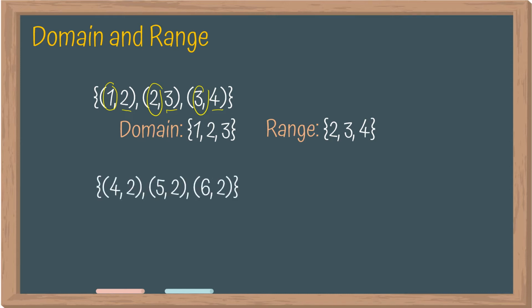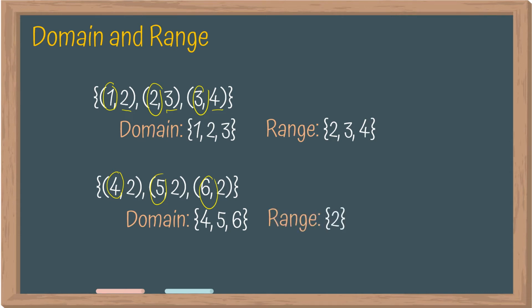Another example, let's say we have this one, (4, 2), (5, 2), and (6, 2). Of course, again, the first values 4, 5, and 6 will be our domain, while for the range, we have a single value, 2, since we can see that all the elements of the domain are paired with this number.